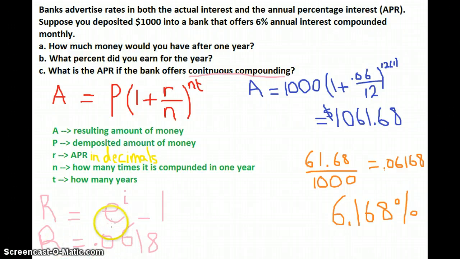So when I do e power 0.06 minus 1, I'll get this number, but they want it in percent as well. How did I know that? Because APR means annual percentage interest. So again, they want it in percent. Multiply by 100, you get 6.18%. And you're done. You have the answers to questions A, B, and C right here.